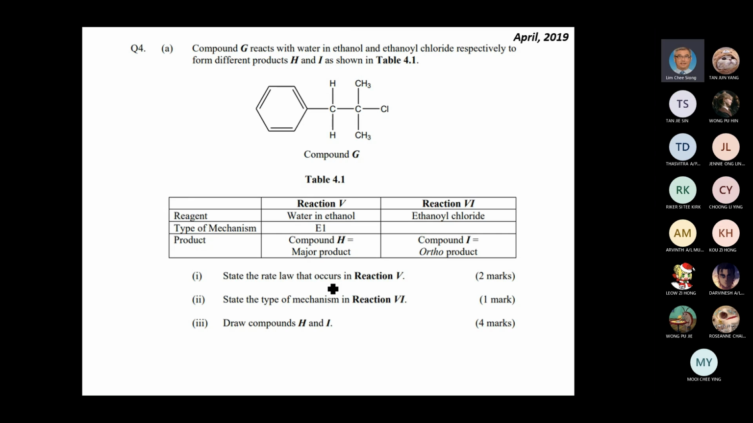Topic number 5. Have a look. Compound G reacts with water in ethanol. Students sometimes get confused between SN1, SN2, E1, E2. What's the difference? Call the number first. 1, 2, 3, 2, 1, 1. 1, 2, 3, 2, 1, 3.